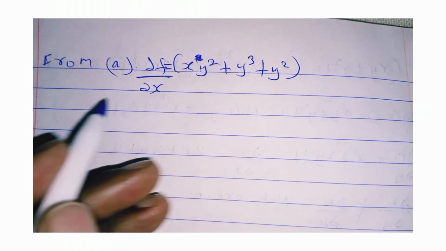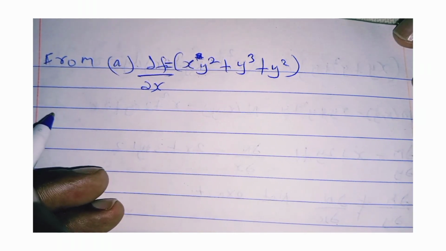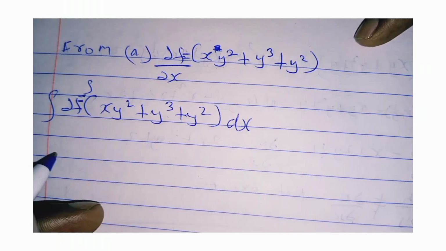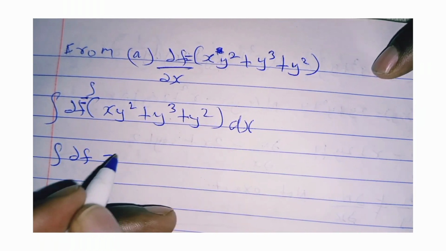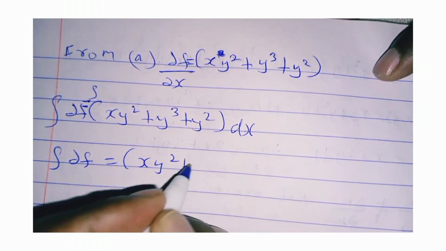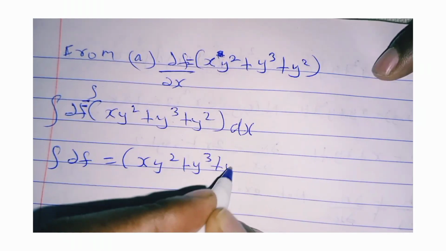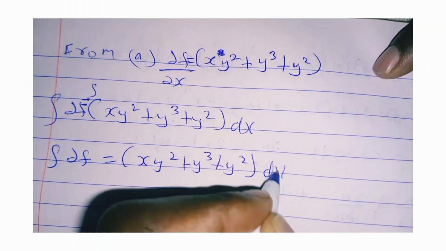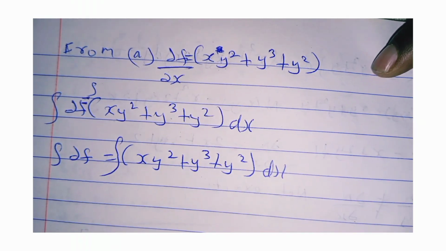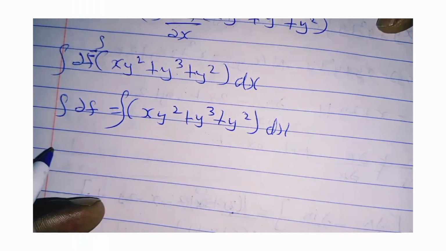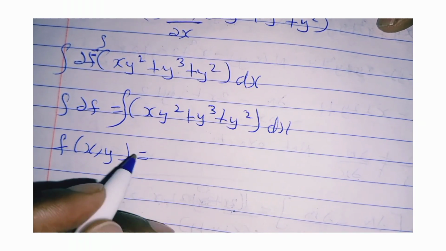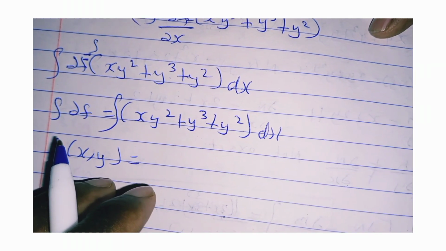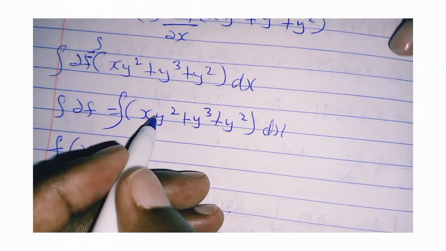From equation A, we can multiply both sides by dx to be left with df. The equation is of this form: the integral of df is equal to the integral of (xy squared plus y cubed plus y squared) dx. So you integrate this equation on both sides. When you integrate the left hand side, you will get a function f of x, y, which is equal to, you integrate this one term wise.